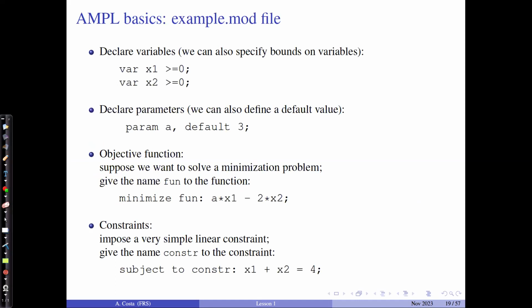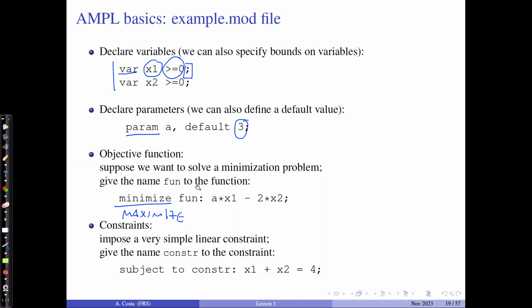So let's start with an example file. Imagine here we have two variables, x1 and x2, and these variables are greater than or equal to zero. So in the mod file, the way we want to write this variable is like that. We use the keyword var, name of the variable, bound, and we always have to end with a semicolon. Remember, every command, every time we specify something, needs to end this way. Otherwise, AMPL will not understand that we are done with that. So this is how we declare variables. To declare parameters, we use the keyword param. So A in this case is a number with value 3. We can give a default value in the mod file, and then in the data file, we can give another value if we need. Objective function, we need to write minimize or maximize.